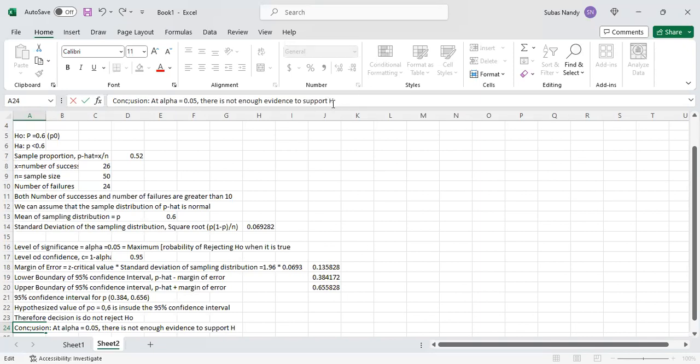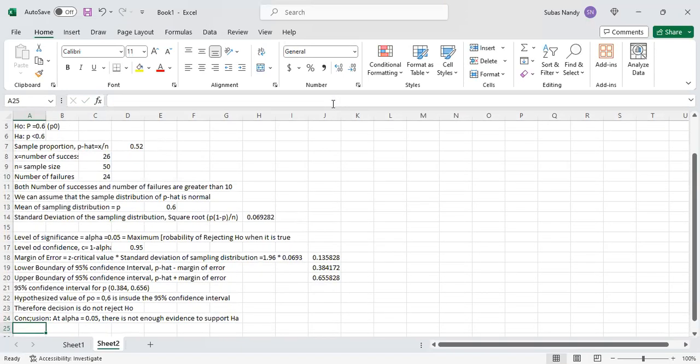So that is another way of doing the same problem: calculate the confidence interval and show that the hypothesized value falls inside the confidence interval. Therefore, we do not reject the null hypothesis at the alpha value, and therefore, we do not support the alternate hypothesis. So this is another way of doing this.